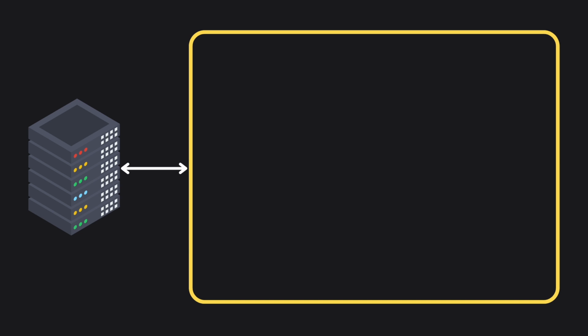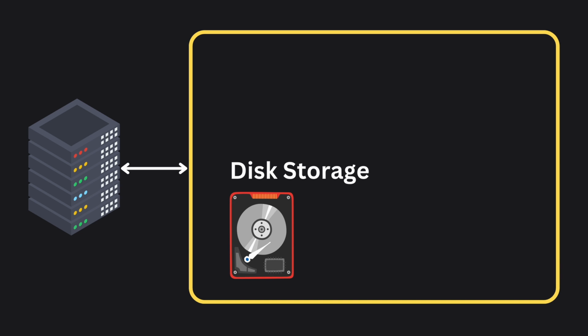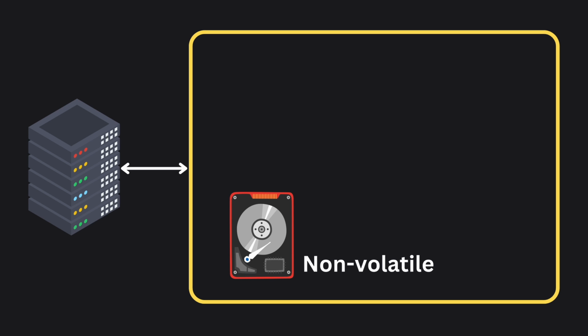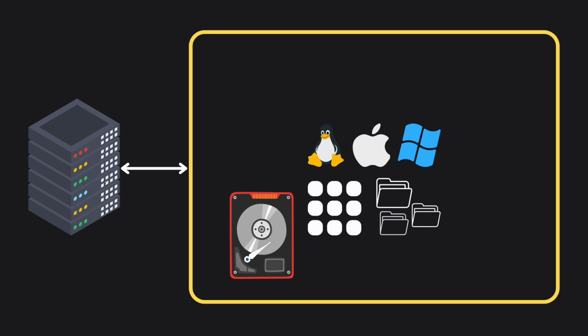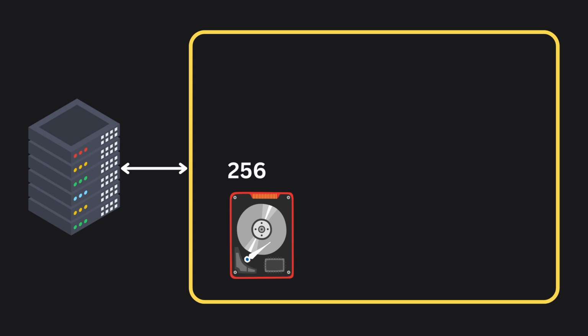To store this data, we have computer disk storage, which holds the primary data. It can be either HDD or SSD type. The disk storage is non-volatile. It maintains data without power, meaning if you turn off or restart the computer, the data will still be there. It contains the OS, applications and all user files. In terms of size, disks typically range from hundreds of gigabytes to multiple terabytes.